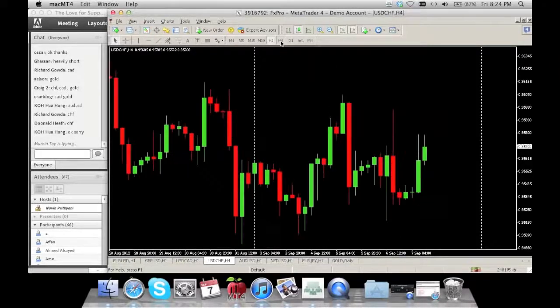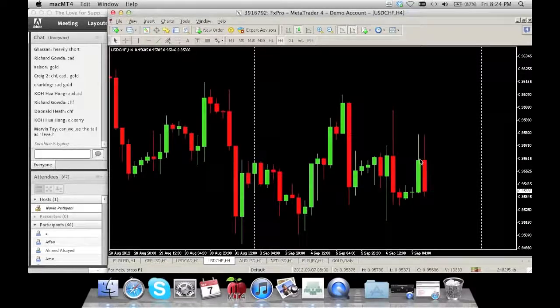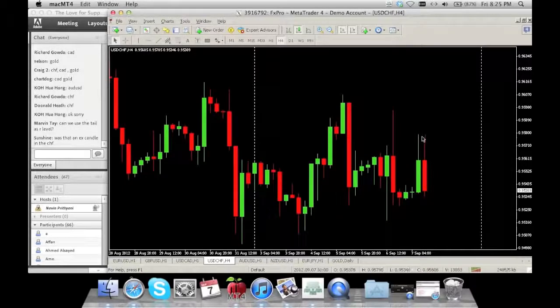Let's take a look at the 4 hour. And why do we say that? Take a look. Big tail, big candle, big tail. We must respect the tail. Next candle opened up. It went north. It respected the tail's level. It went to the tip of that tail. Now it's actually turning around.